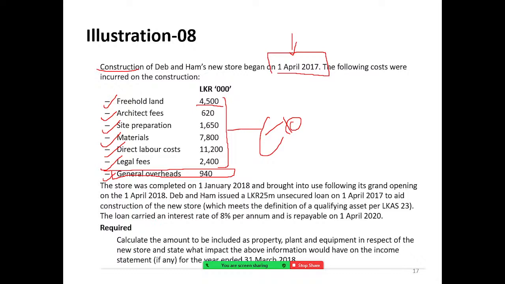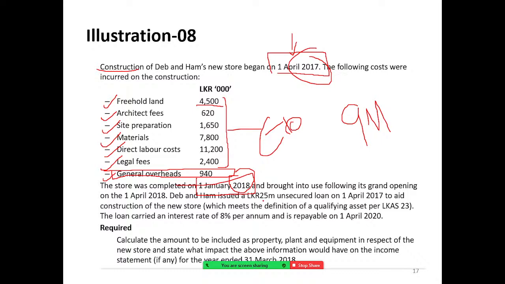The store was completed on 1st of January 2018. Construction started on 1st of April 2017 and finished in 2018. So how many months? April, May, June, July, August, September, October, November, December. So it takes almost 9 months to complete the construction.